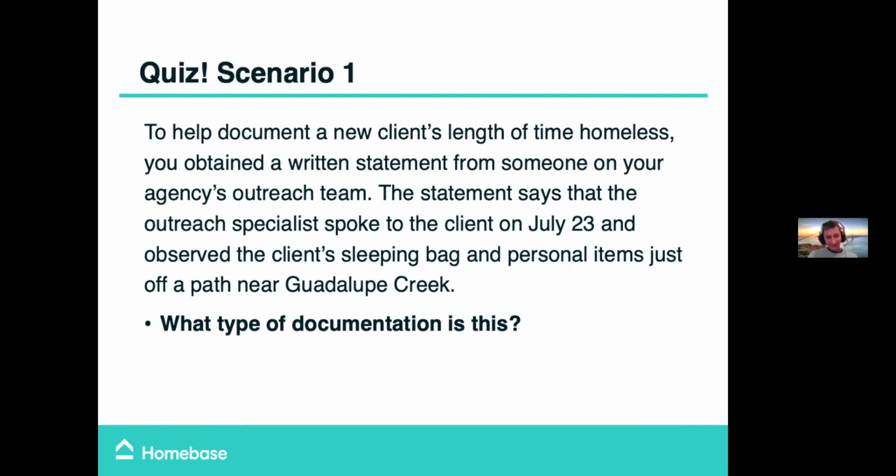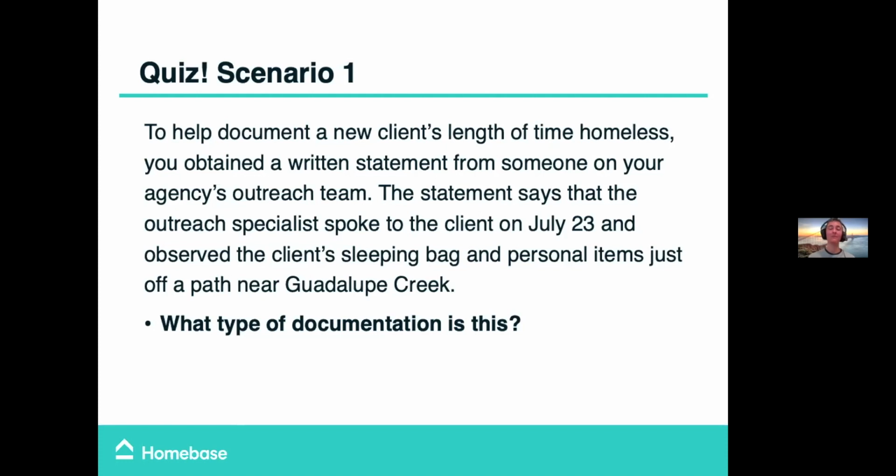To help document a new client's length of time homeless, you obtained a written statement. So it's written, that's great, from someone in your own agency's outreach team. The statement says that this outreach specialist spoke to the client on July 23rd, and they observed the client's sleeping bag and their personal items just off the path near Guadalupe Creek. So my question to you in the poll is, what type of documentation do you think this is? Would this be useful as second party, third party? Is it self-certification, or is it none of those?